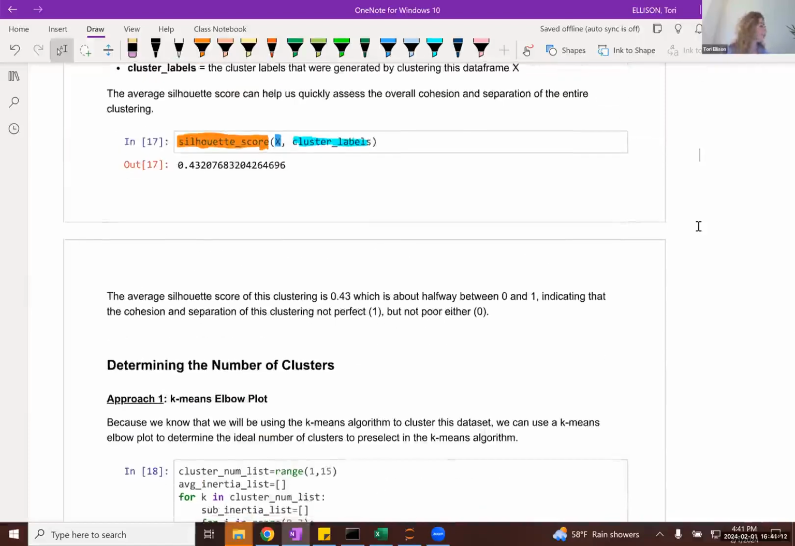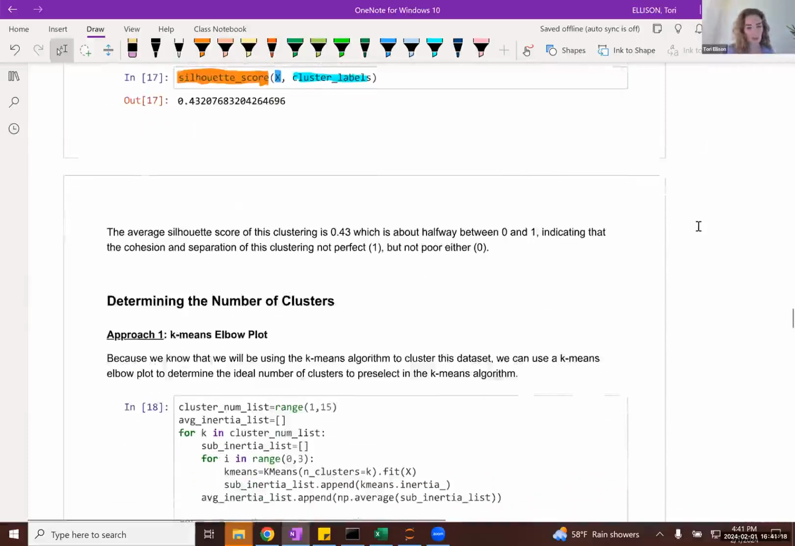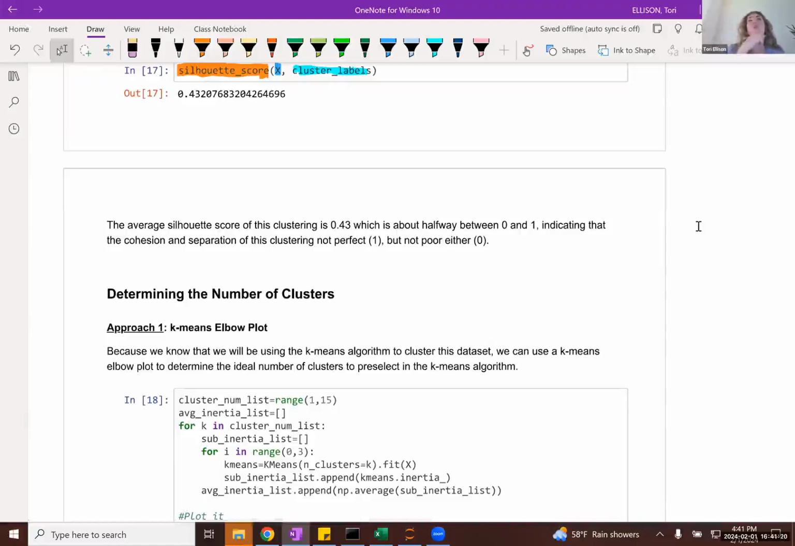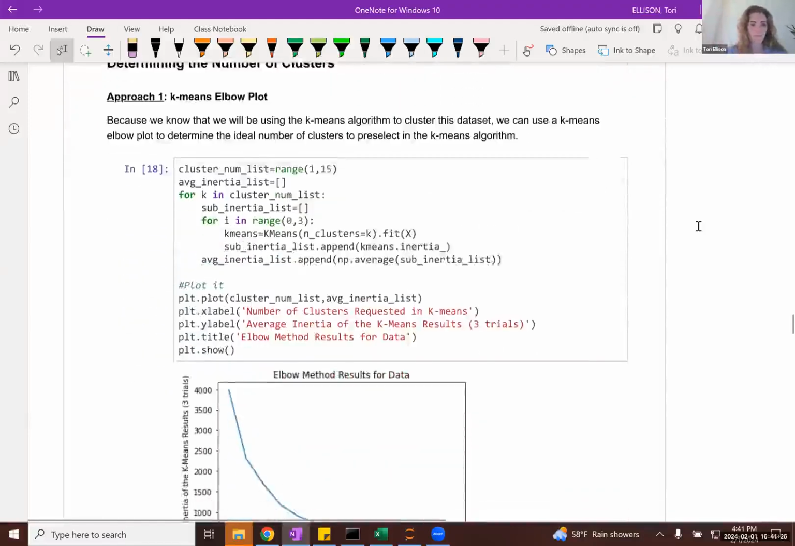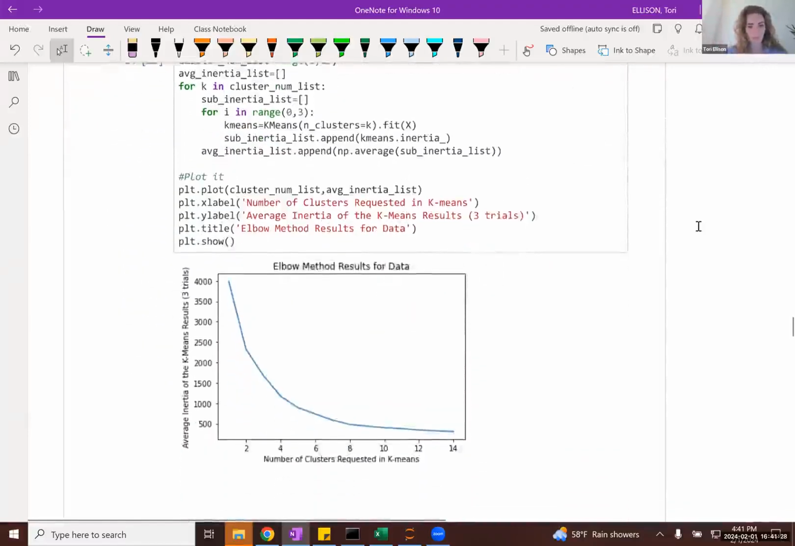Okay, any questions on that? Okay. And so if we want to not simply perform this k-means cluster analysis in a very naive way, we could use the k-means elbow plot. So we've seen this code before.